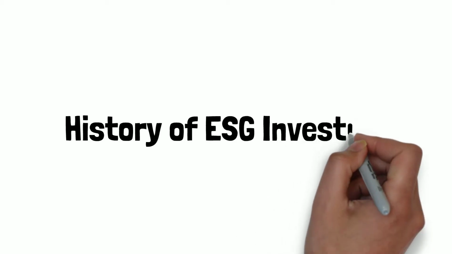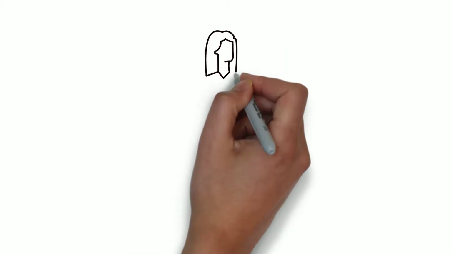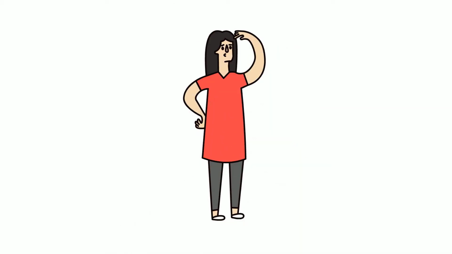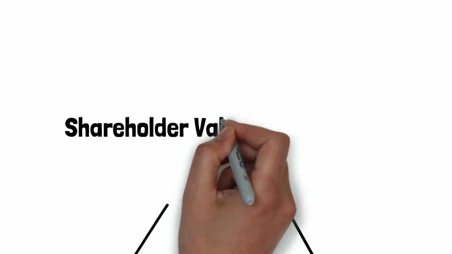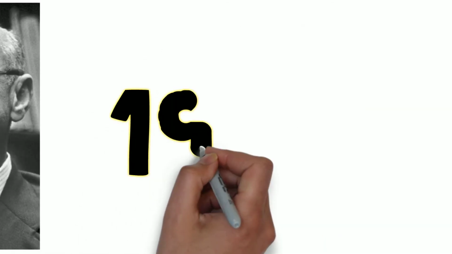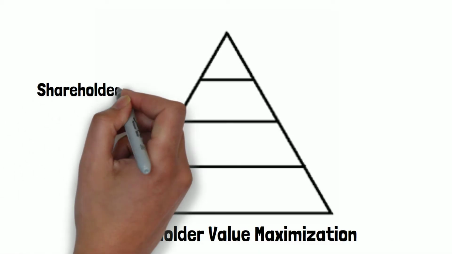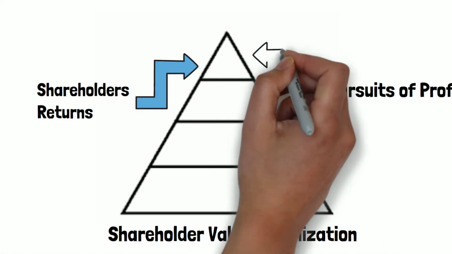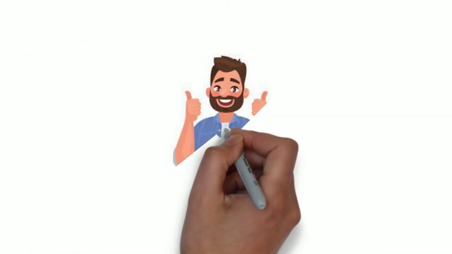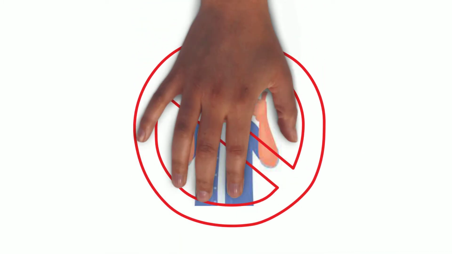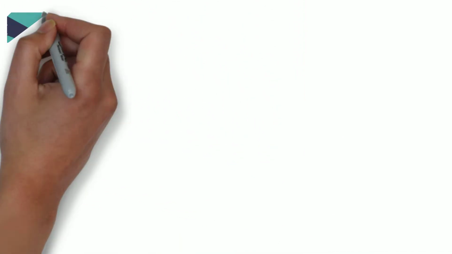History of ESG investing. So, how did ESG begin? Over many decades, many popular investors and management groups created the shareholder value theory, which was then popularized by Milton Friedman in 1970. Shareholder value maximization puts shareholder returns and pursuit of profit as the primary objective. Wanting profit isn't necessarily problematic. However, it could be if businesses are only concerned about making short-term profit measures to please shareholders.